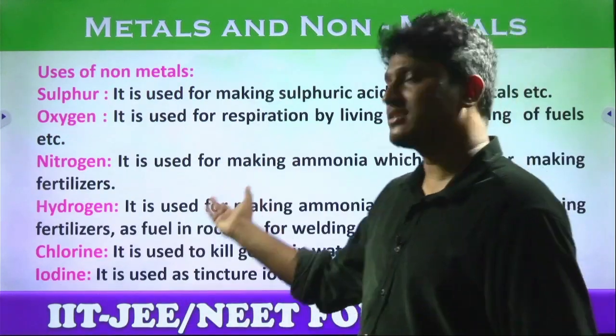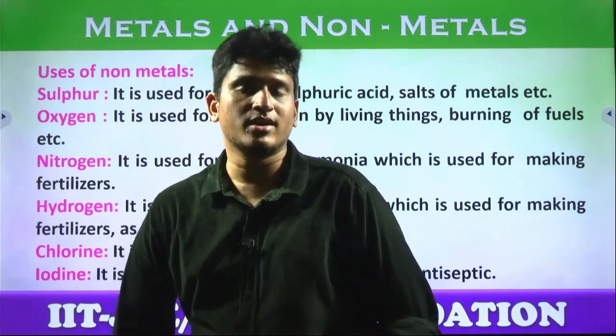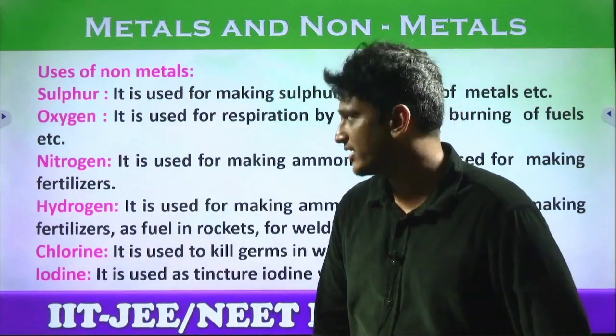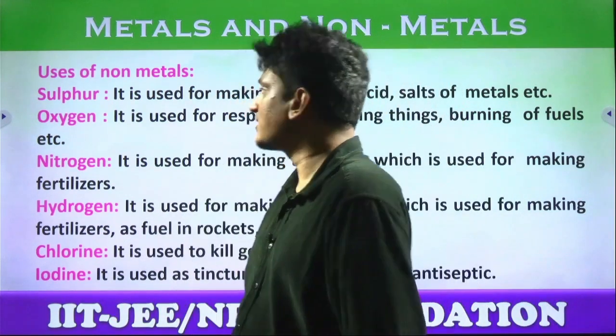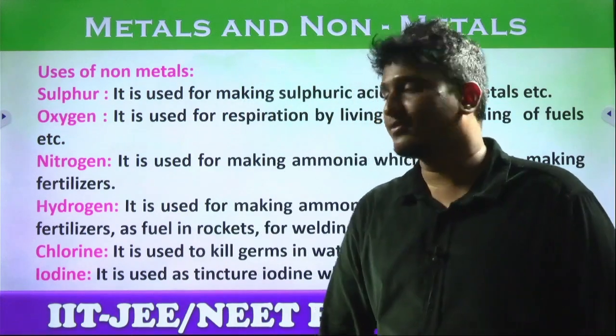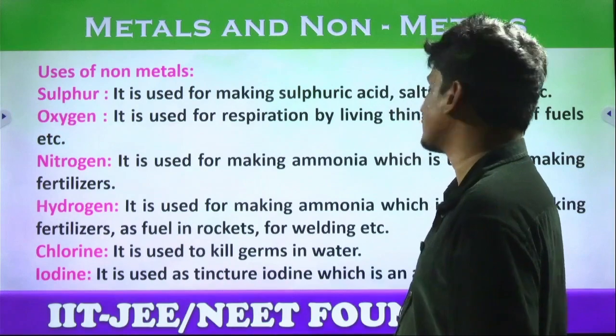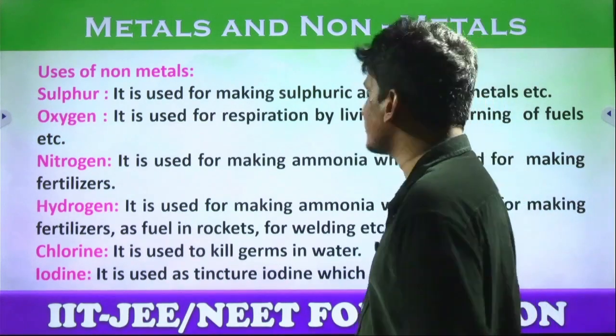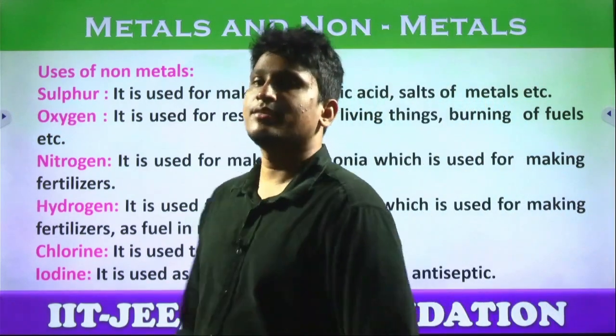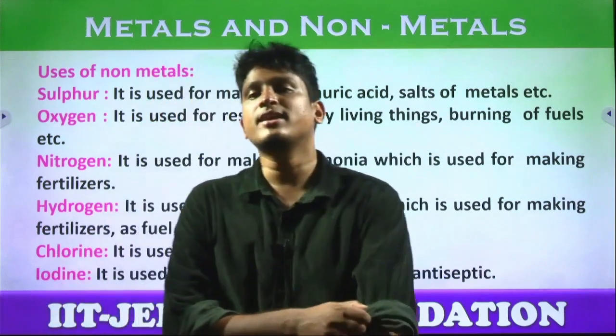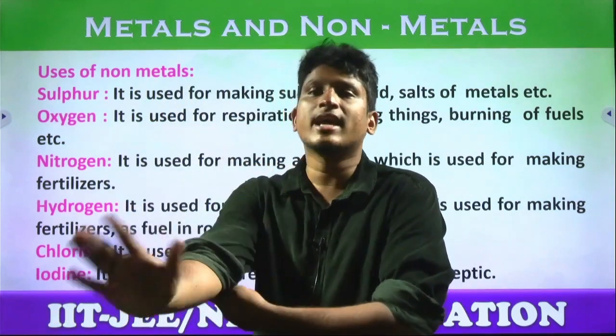So lastly, uses of non-metals. Like we also discussed the uses of metals, here are the uses of non-metals. First, sulfur. Where is sulfur used? It is a yellow colored powder. It is used for making sulfuric acid, H2SO4, and the salts of metals. Where is sulfuric acid used? Sulfuric acid is used, students, in many organic synthesis reactions.